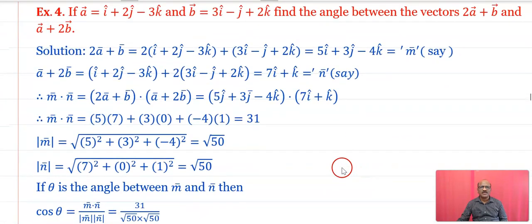Next problem. If a bar equals i cap plus 2j cap minus 3k cap, and b bar equals 3i cap minus j cap plus 2k cap, find the angle between the vectors.